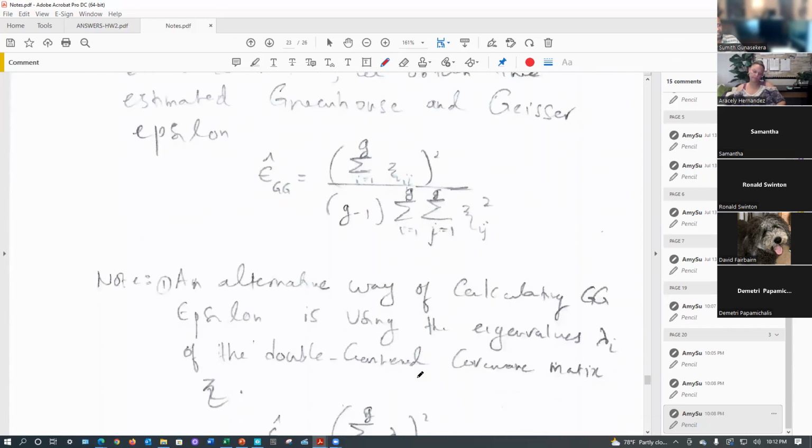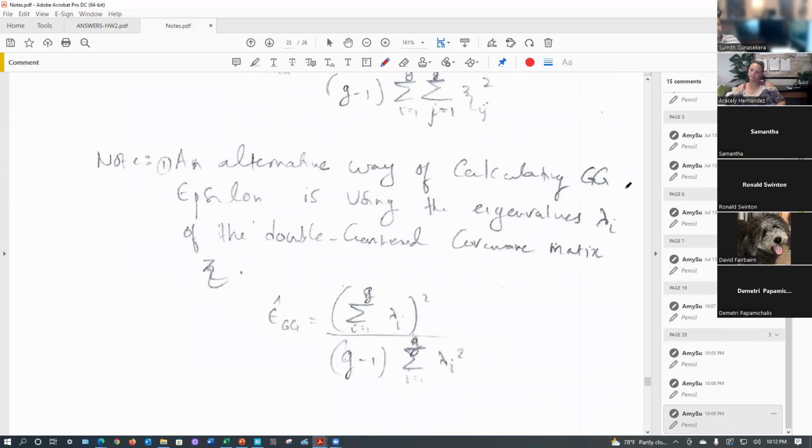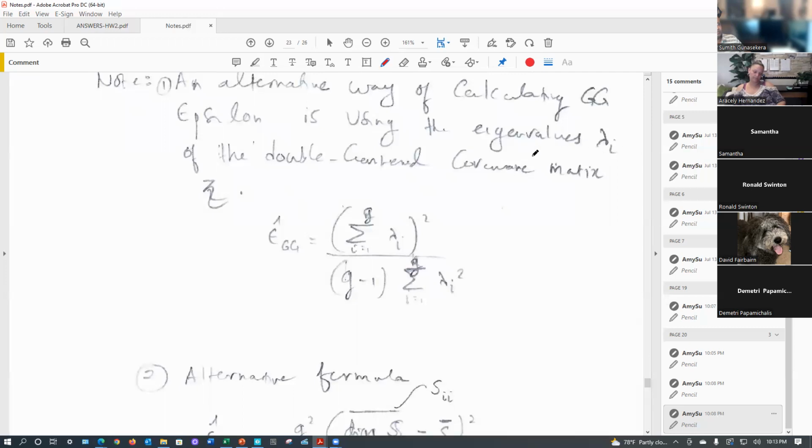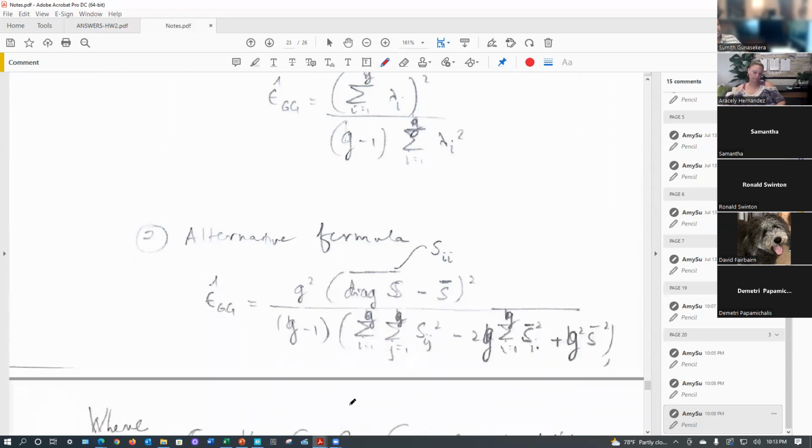In our homework, we don't have this formula. We have an alternative way to calculate the GG epsilon, where GG stands for Greenhouse and Geisser. You can use the lambda too, but lambda is not coming from the original matrix, it comes from the double-centered covariance matrix. The alternative formula is the one given in the textbook for the exercise. This is the formula you see in question number 5.